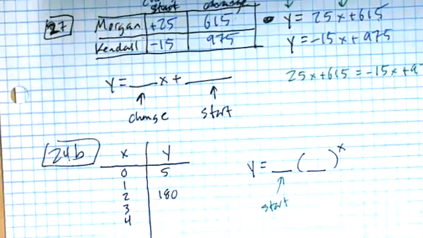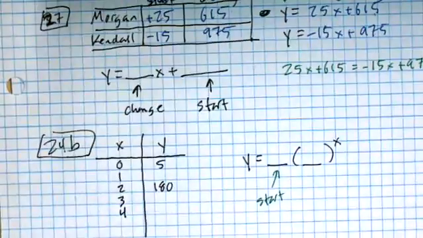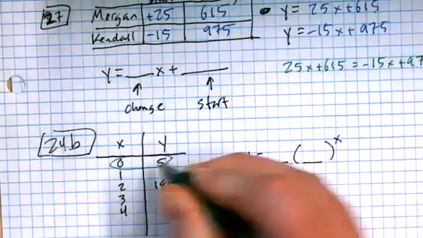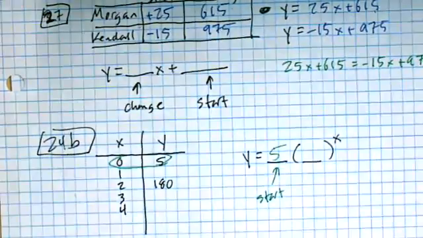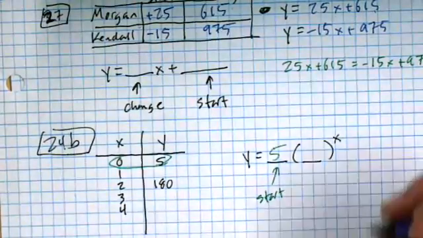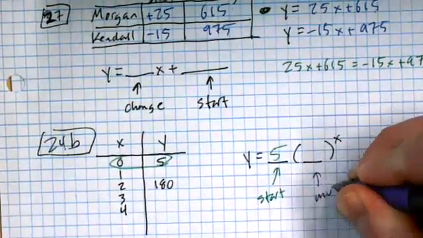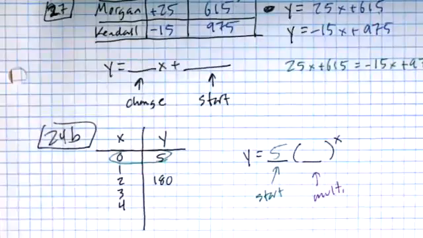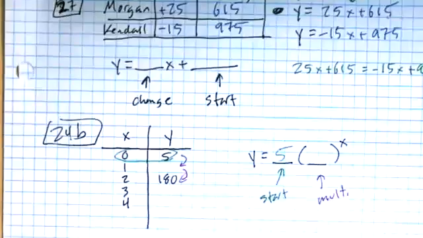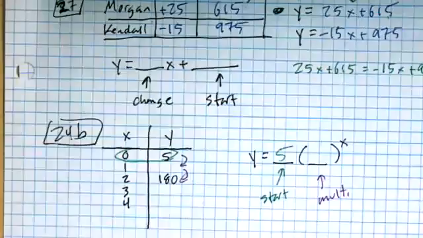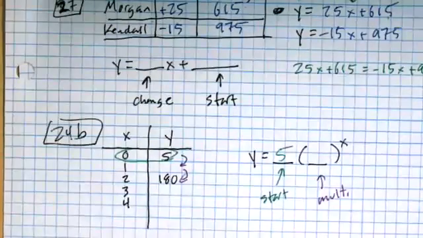And from the table, what's my starting value? 5. Starting value always happens when x is 0, so we'll put a 5 in there. This is the tricky part: we need a multiplier. I need to know what I am multiplying by each step as I go forward. And I don't have 2 back-to-back steps, so I can't do that division trick. I'm going to teach you how to do this a little bit later on, but for right now, we're going to have to rely on guess and check.